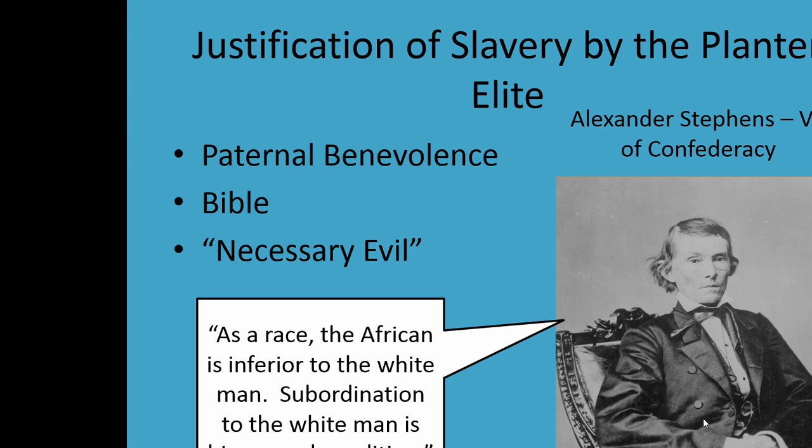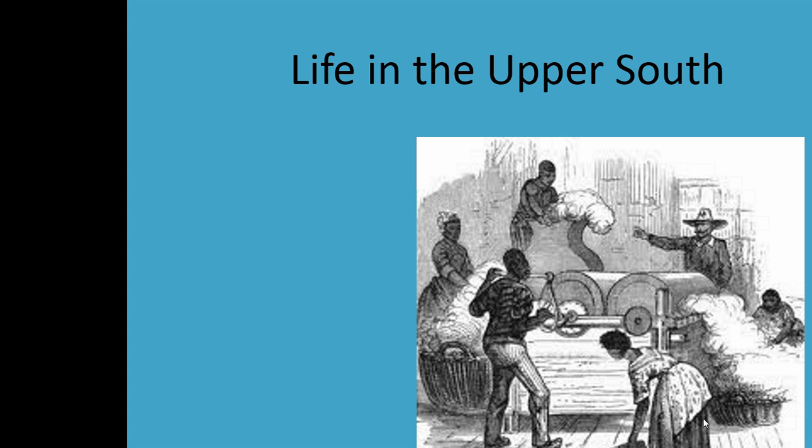Now, slavery was very different throughout the South, depending on where you were. So these two regions are referred to as the Upper South or the Cotton South. We'll start by discussing the Upper South. So life in the Upper South was easier for the slaves.